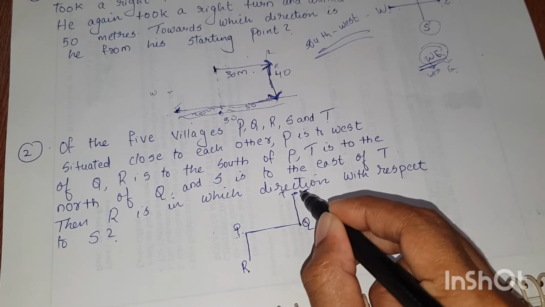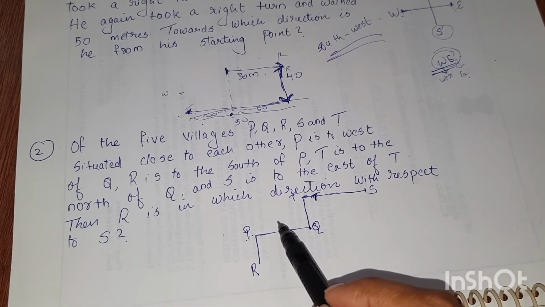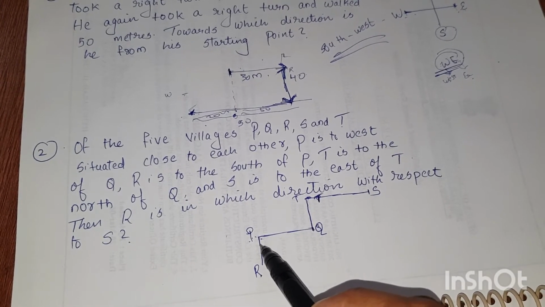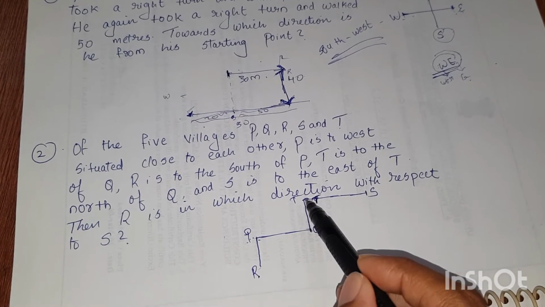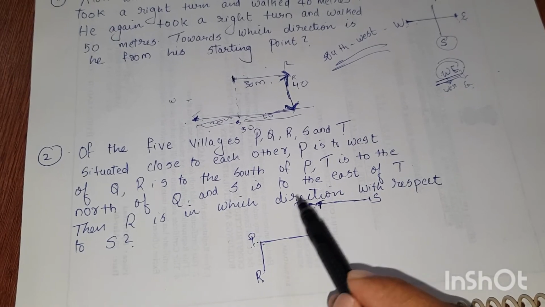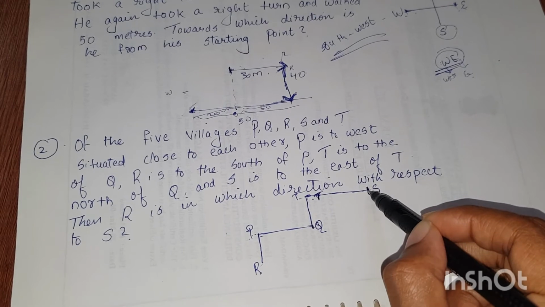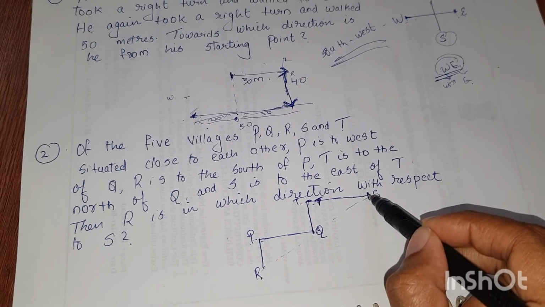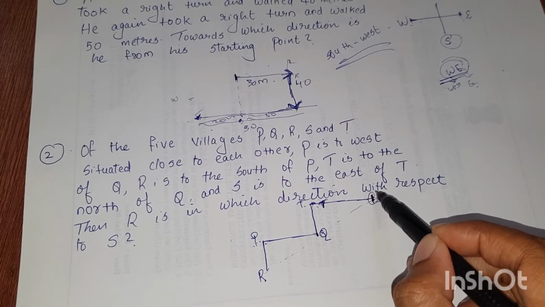To the east of T, which village is situated? S. So once again, P is to the west of Q, R is to the south of P, T is to the north of Q, and S is to the east of T. Then R is in which direction with respect to S? Suppose you are standing here at S, and imagine that you are standing here, then you have to find out which direction R is situated from this point of view.